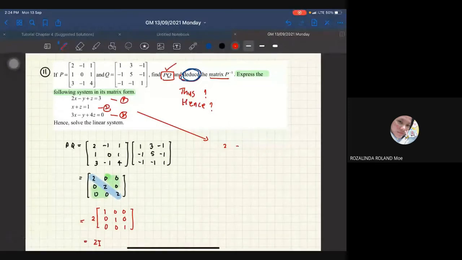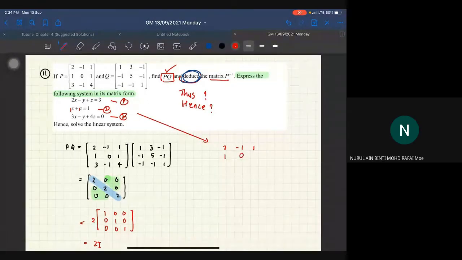And then for the second equation, you have X with 1 in front of it, and Z is also 1. Y is not there. So if Y is not there, what is the value for Y? It's 0, right? Because 0 times Y is 0. So we have 0 for Y and Z is 1. That is for the second equation. For the third equation, X is 3, Y is -1, and Z is 4. So that is for the coefficients.